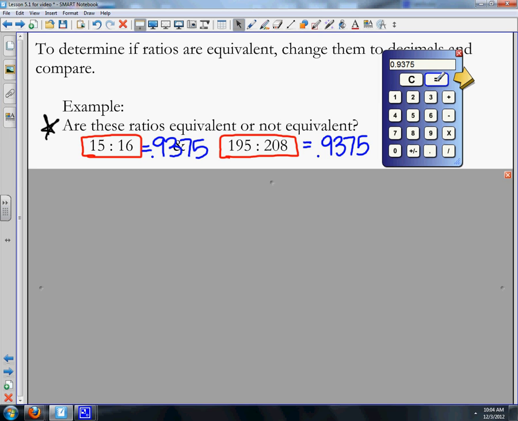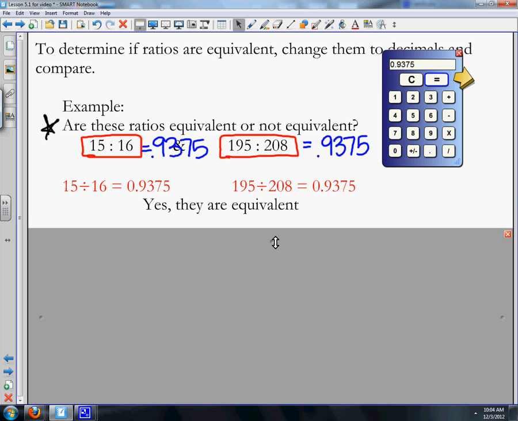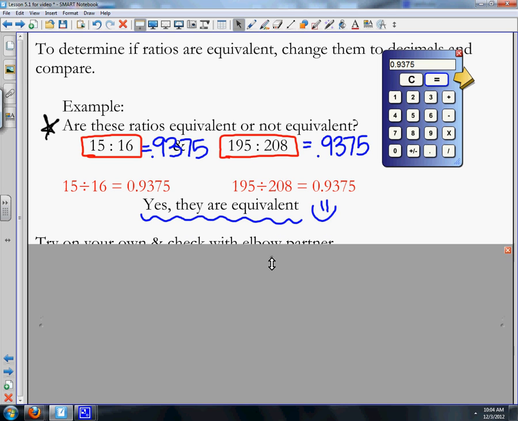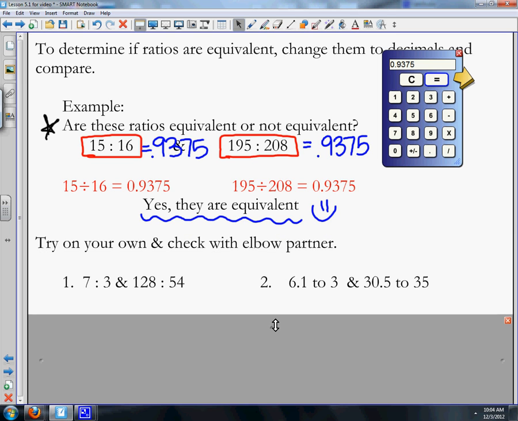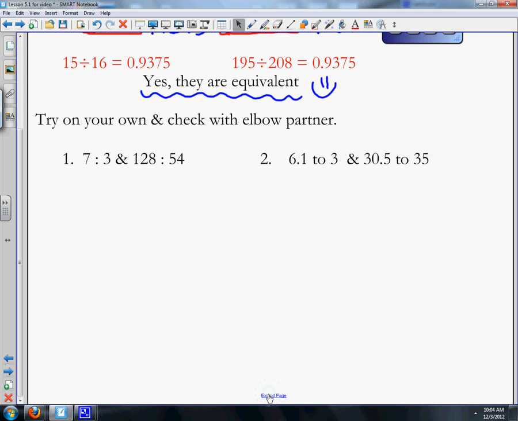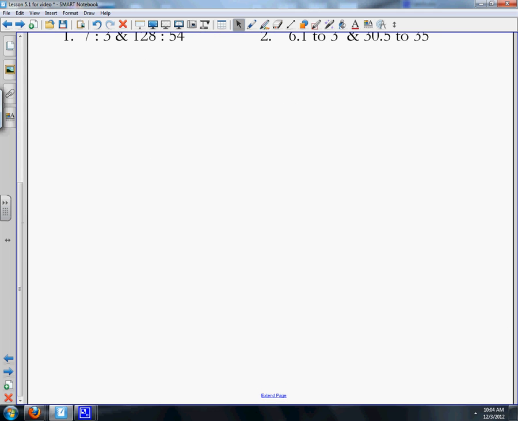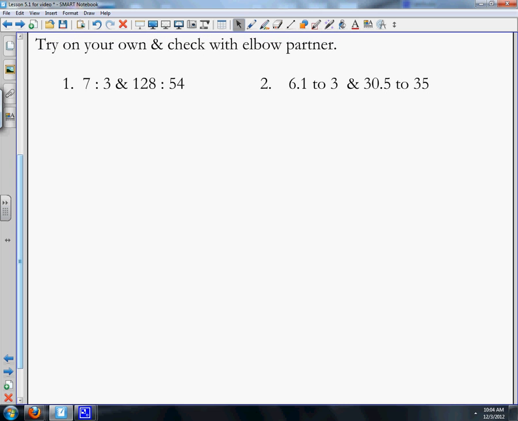Well, you should notice that they're the exact same when you do it. So they are equivalent. So you would write, yes, they are equivalent. And you would not be able to tell that by looking at 15 to 16 and 195 to 208. That's pretty difficult. So you have to get them into something that they can compare. Okay, so try on your own. So we have 7 to 3 and 128 to 54. And then we have 6.1 to 3 and 30.5 to 35. So try these and then come back and we'll go over.